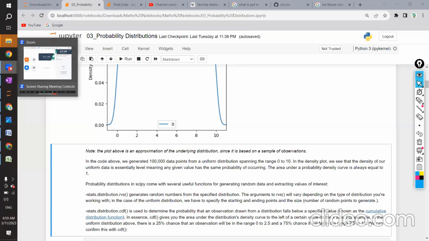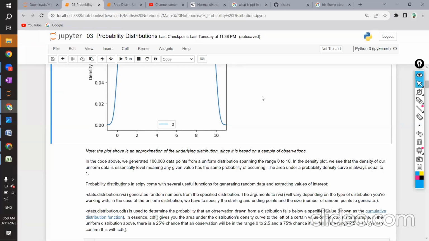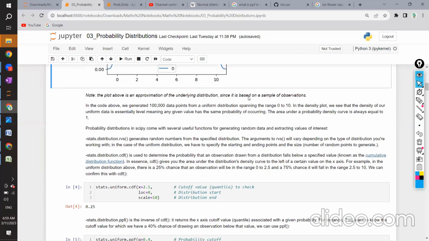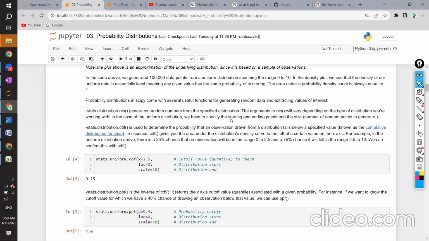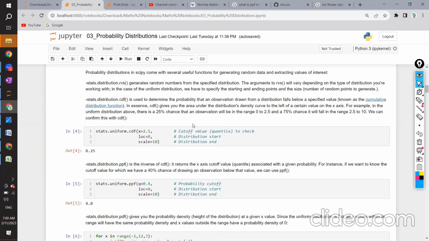Okay, fine. So that's regarding the uniform. I would say you'll not use uniform that much, but it's better to know some functions about it. Same thing, you have stats.uniform.cdf. If you ask for 2.5, from 0 to 10, that means what is the probability of finding a value less than or equal to 2.5? The probability is 0.25.